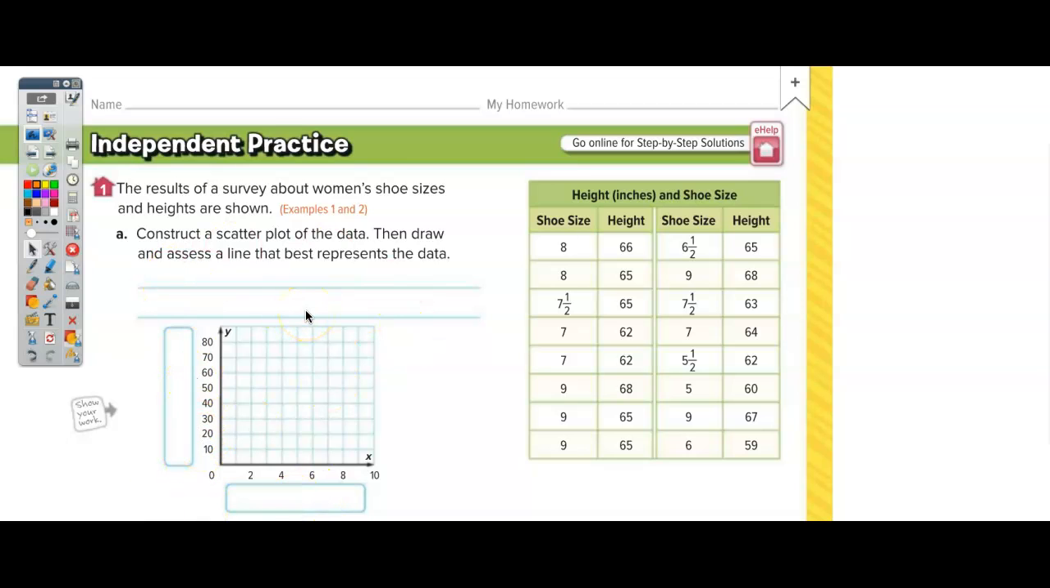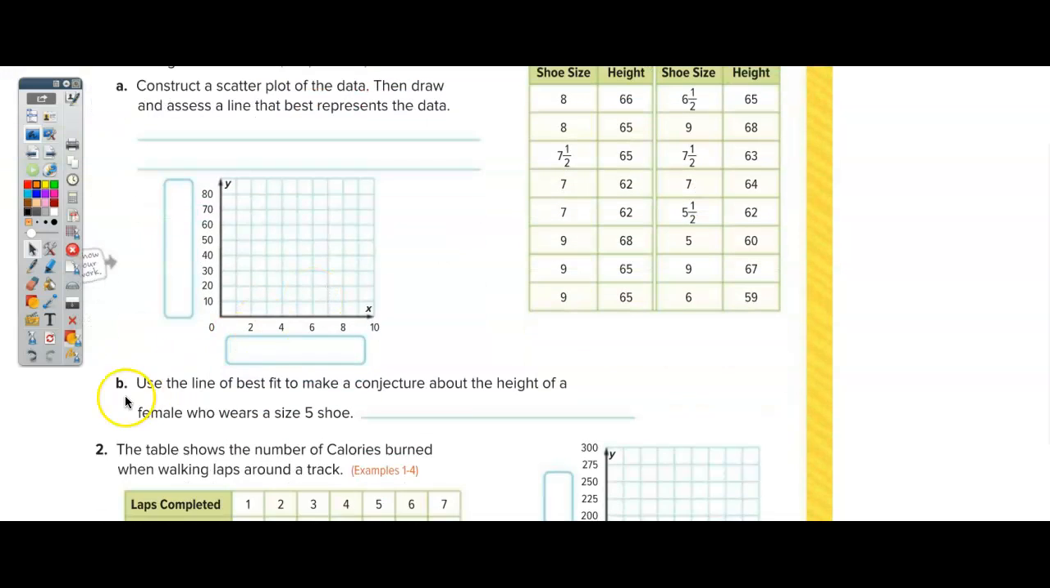You're going to draw your scatter plot and then draw in a line of best fit. Make sure that you assess that line of best fit. So you're going to tell me, are most of the data points on the line of best fit, or are most of them not? And then for B on that question, don't forget to do that one. Use the line of best fit to make a conjecture about the height of a female who wears a size 5 shoe. Take a picture and submit it to Google Classroom.